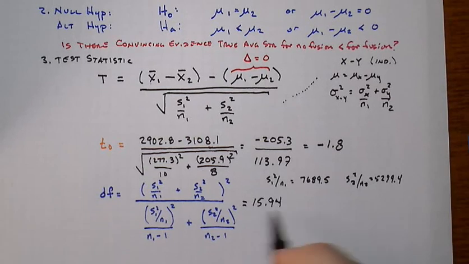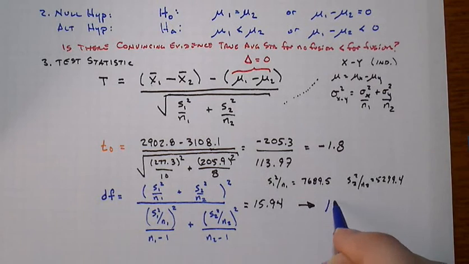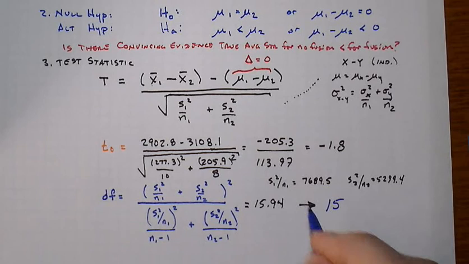Now the question is, what do you do with that? We want to play it on the conservative side, so what we do is we truncate that. The smaller the degrees of freedom, the wider the t-distribution is going to be. So we'll use 15 for our degrees of freedom.